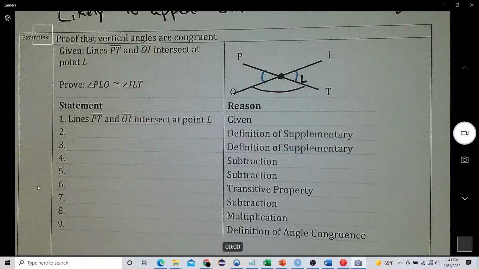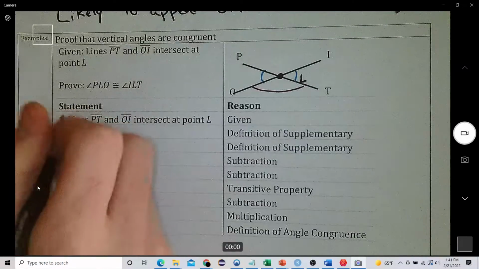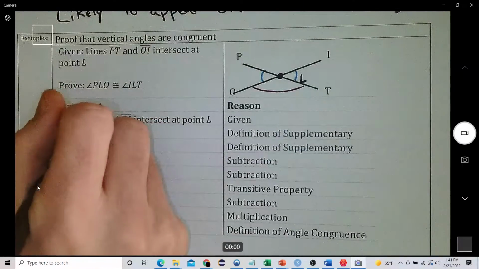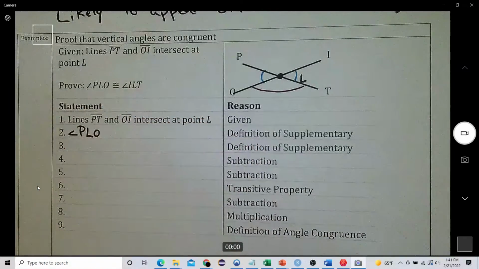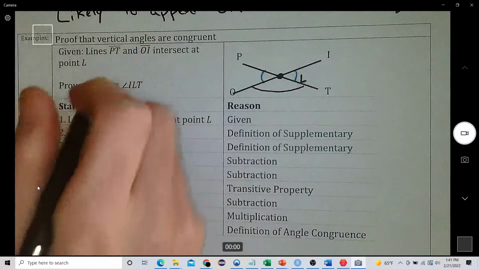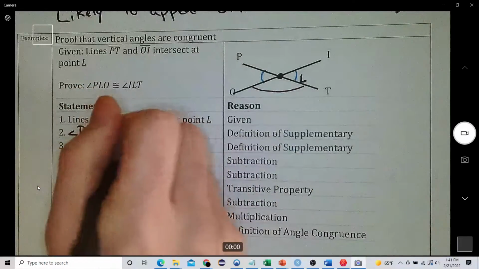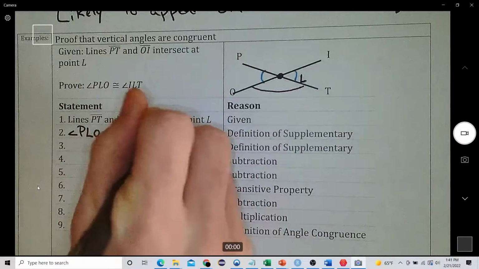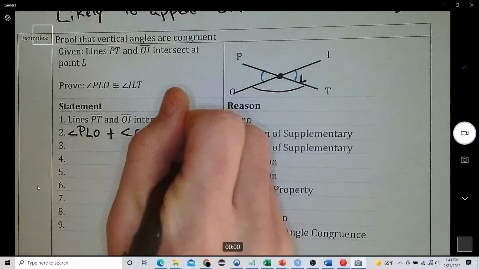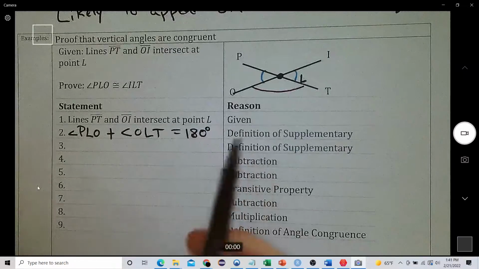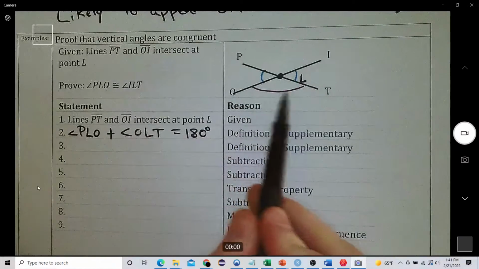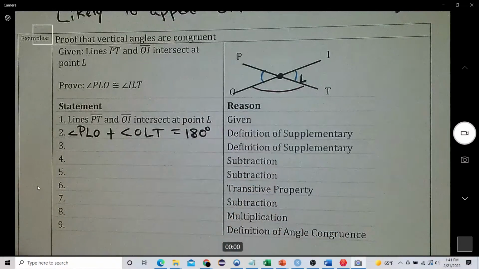We're going to start with that angle PLO. Angle PLO plus angle OLT is equal to 180 degrees. That is the definition of supplementary. In other words, this angle here plus this angle here add up to 180 degrees because they're supplementary.